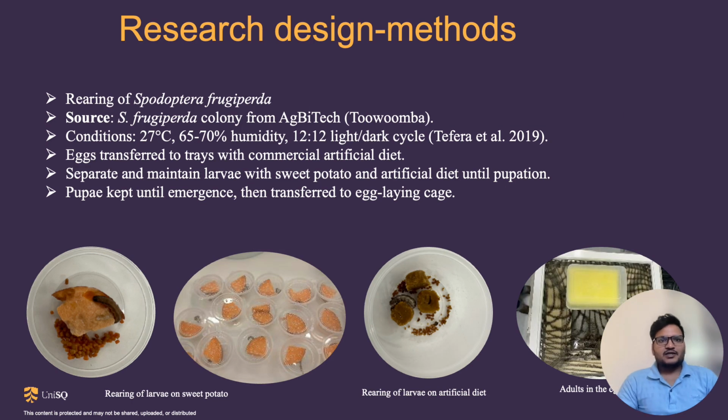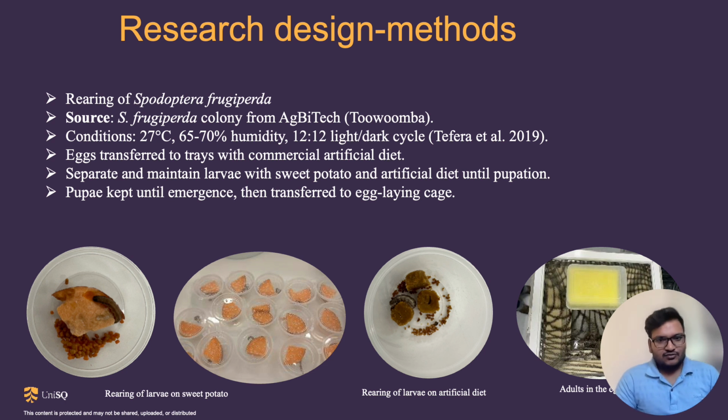So next, research design method. In the research design method, the location of the research is inside the University of Southern Queensland, Toowoomba, and the first process is collection and rearing of fall armyworm. A colony will be collected from the AG Biotech company, and the larva, pupa, adult, and egg will be reared in the laboratory in controlled temperatures.